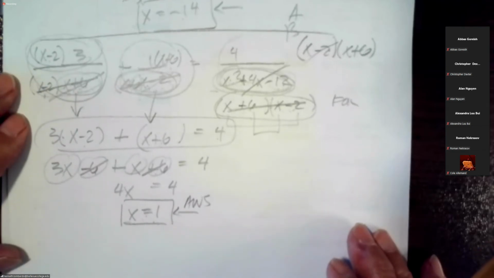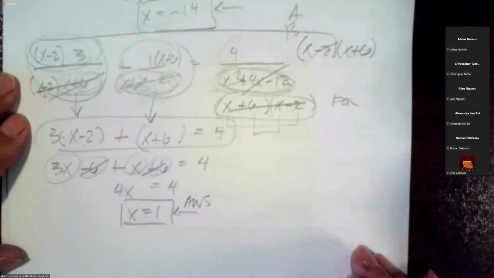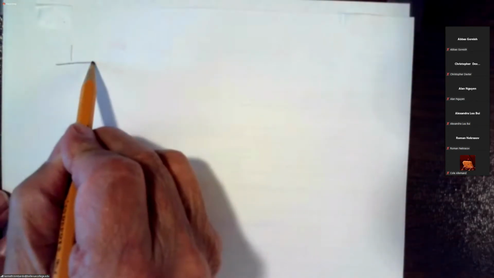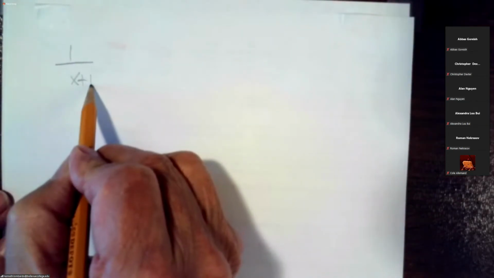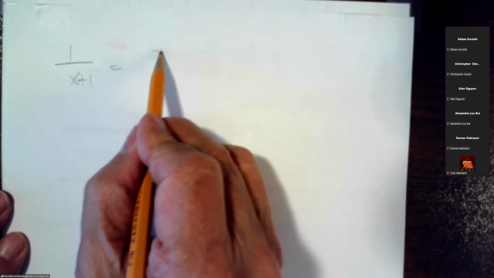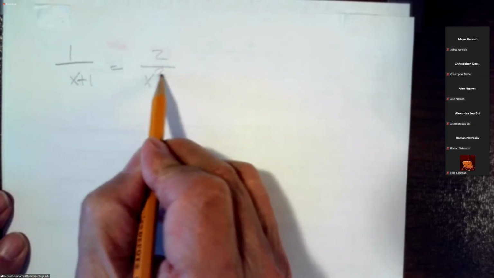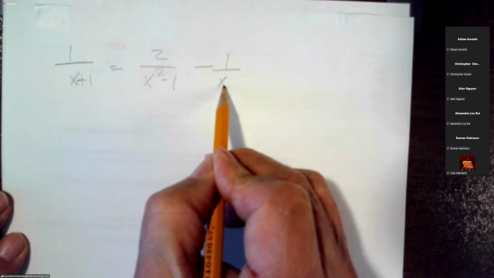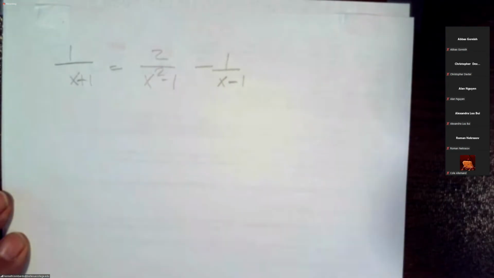Could you please try doing maybe another similar problem? Well, let's see here what I've got. Let's take a look. Let's say we solve the following: 1 over x plus 1 equals 2 over x squared minus 1 minus 1 over x minus 1.